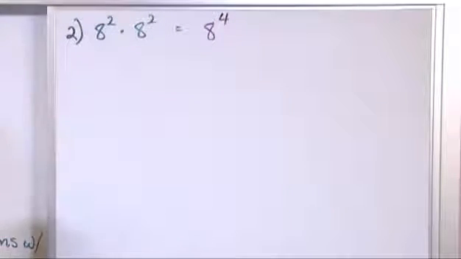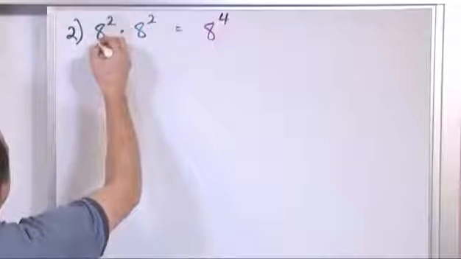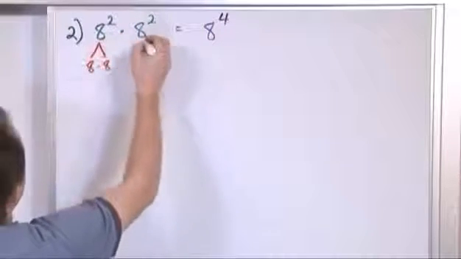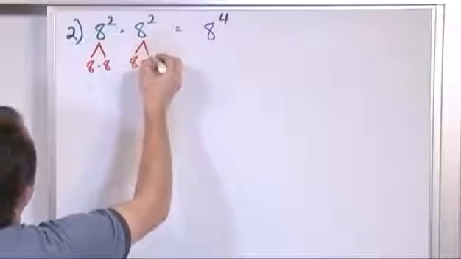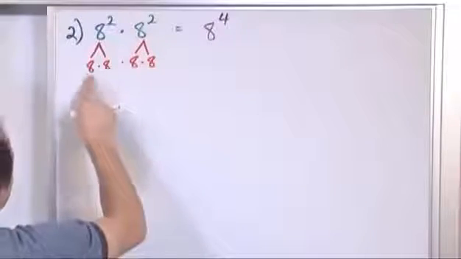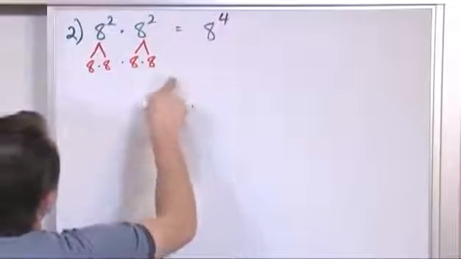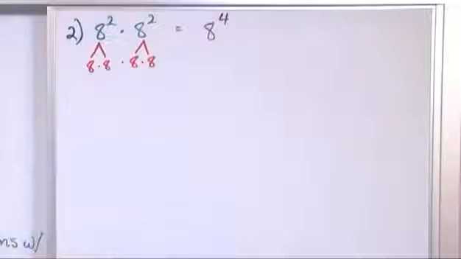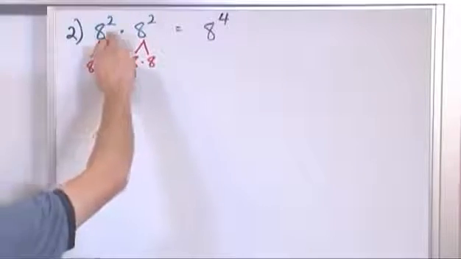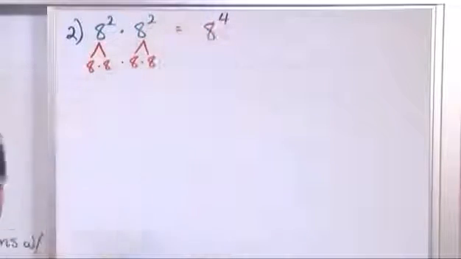And again, the reason why this works is because this can be written as 8 times 8, and this can also be written as 8 times 8, and they're multiplied together. So in the end, I'm just counting 1, 2, 3, 4. They're all multiplied together, so 8 raised to the 4th power. If this was a different base, it would be a totally different problem, and I wouldn't be able to combine them like that.